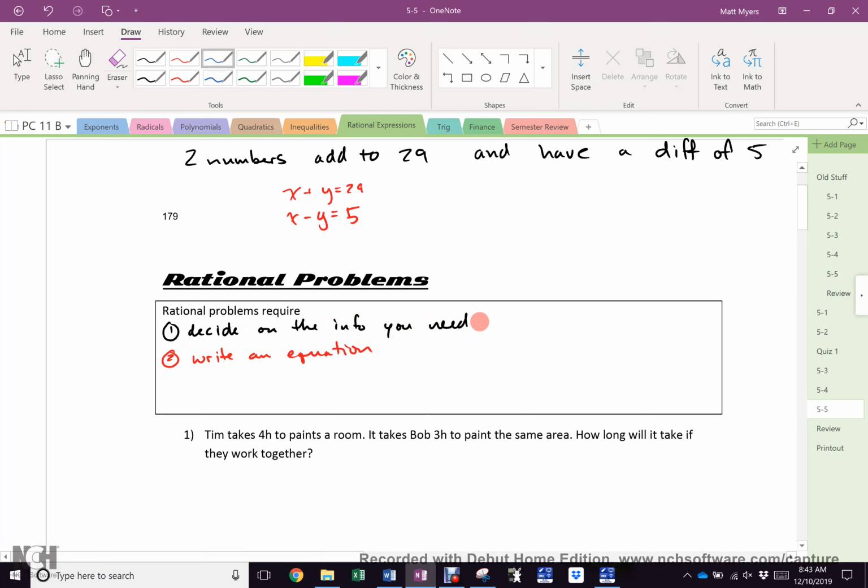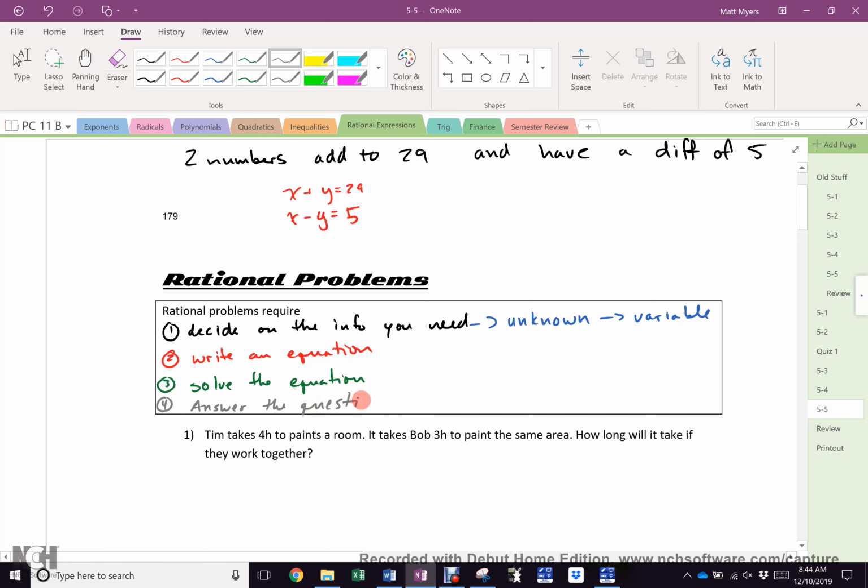Now, decide on the info you need. That means there's going to be an unknown, yes? The unknown has to get a variable. Write an equation. Solve the equation. And number 4 is actually answer the question.